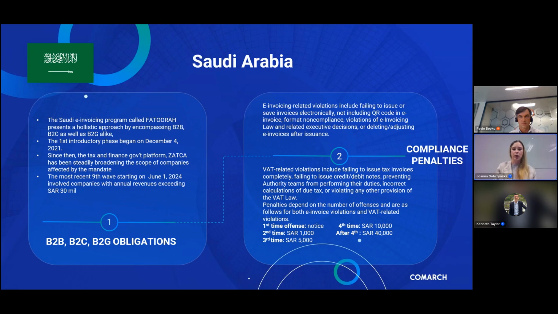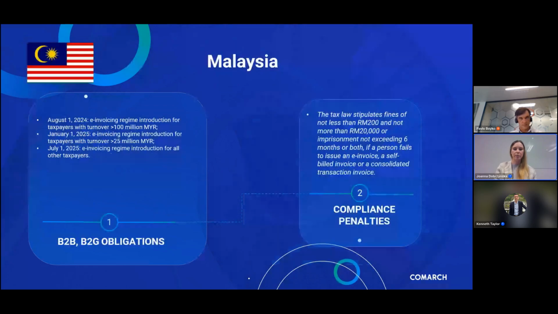And the range of financial penalties is between 1,000 and 40,000 Saudi riyal, and it depends on the number of times of not complying with invoicing rules. The next one, we have Malaysia.